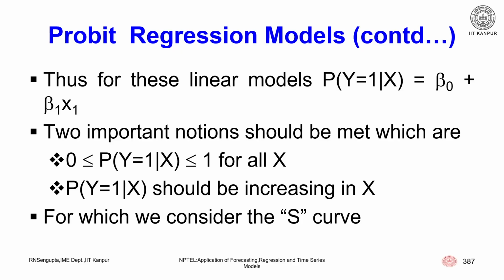And what is the S curve? We will come to that later, and if you remember I had mentioned time and again when we were discussing the CDF, the capital F value of the distribution function. Thus, for these linear models, considering there is only one x value, the linear best fit line would be beta naught plus beta 1 into x 1. Now, obviously, there is an error. Two important notions should be met: you can have the probability of y equal to 1, because there are two outcomes, for which the probability is between 0 and 1 for any value of x.